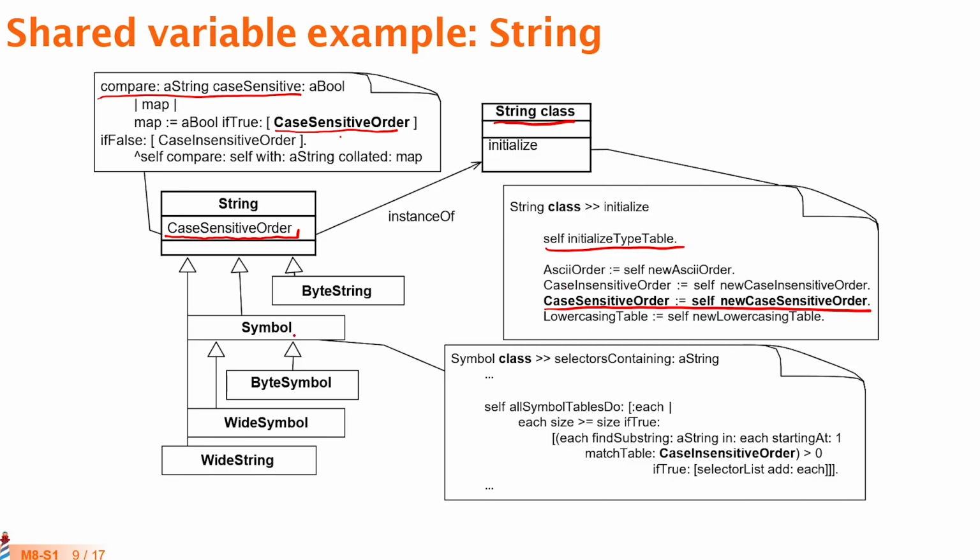What you can also see is that Symbol, which is a subclass of String, can use this shared variable here at the class level, but it could also be at the instance level.